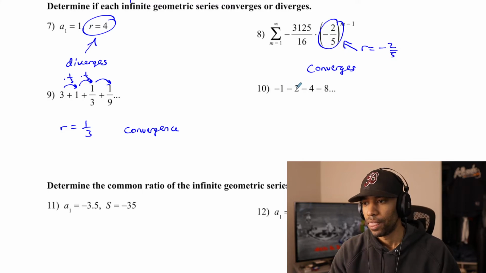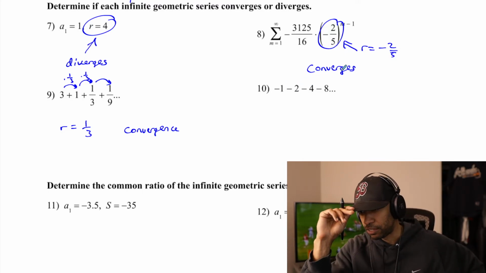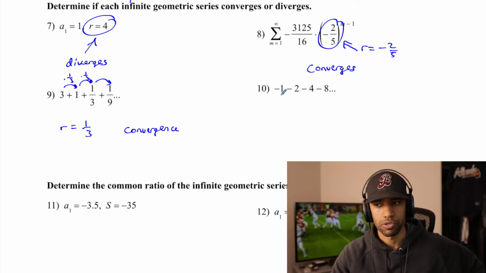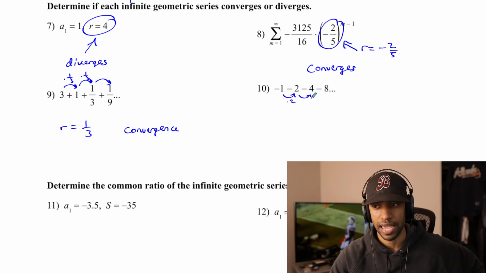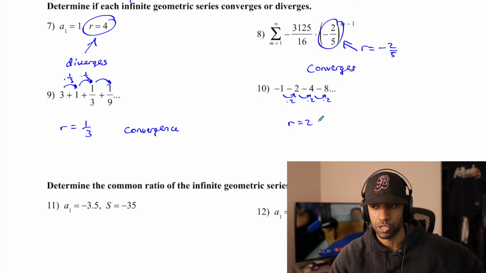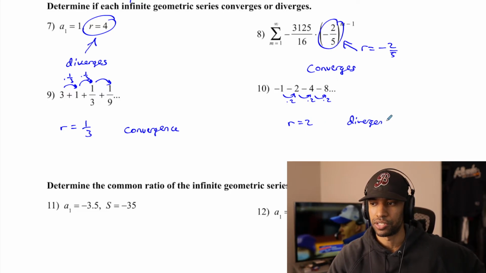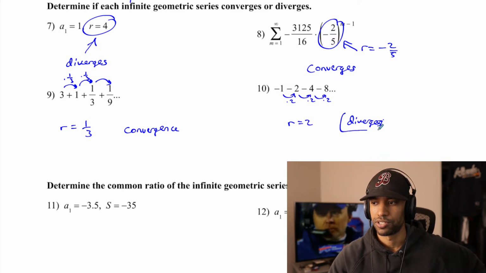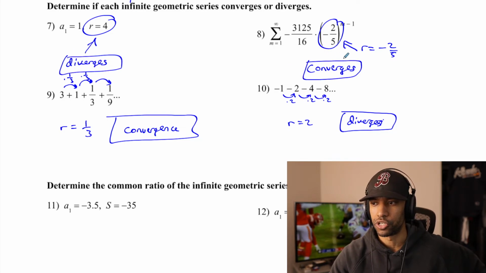And lastly, this one here, -1, -2, -4, -8, it's going further negative. And whenever I said as long as the numbers go smaller, I didn't mean smaller like negatives smaller. This is going toward negative infinity. It's getting larger as negatives go. Your common ratio is 2. That is more than 1. This is a divergence. This series diverges. All right, so those are the 4 right there, just stating whether they converge or diverge.